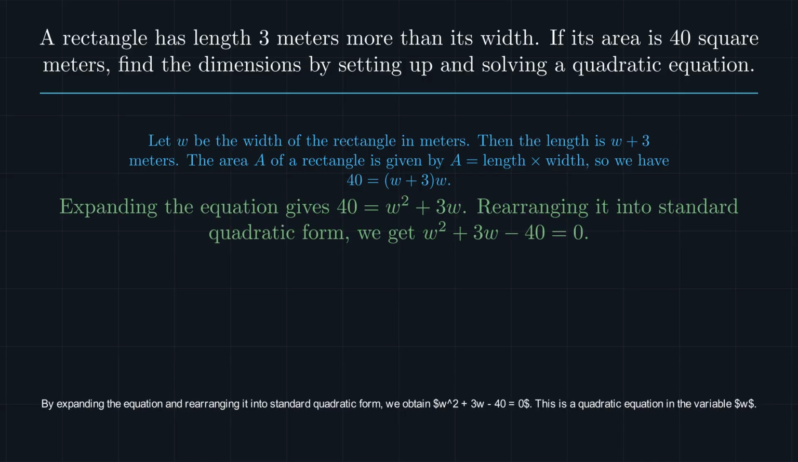By expanding the equation and rearranging it into standard quadratic form, we obtain w squared plus 3w minus 40 equals 0. This is a quadratic equation in the variable w.